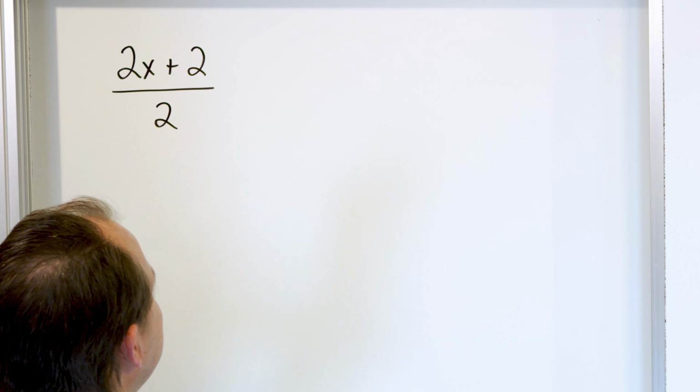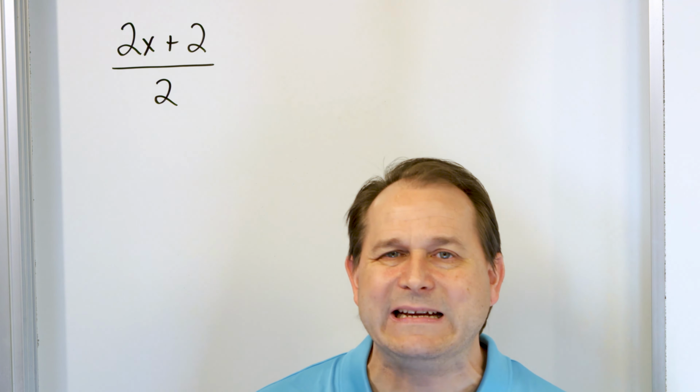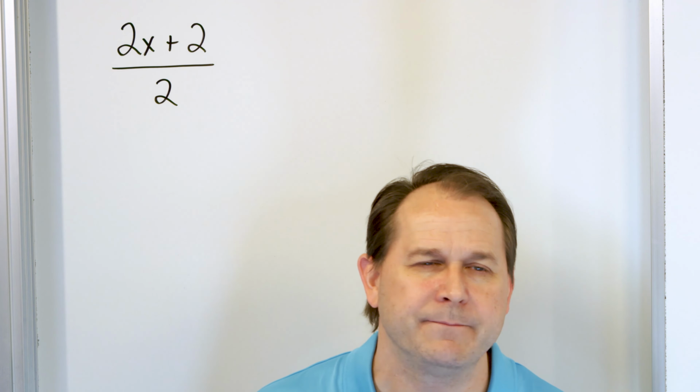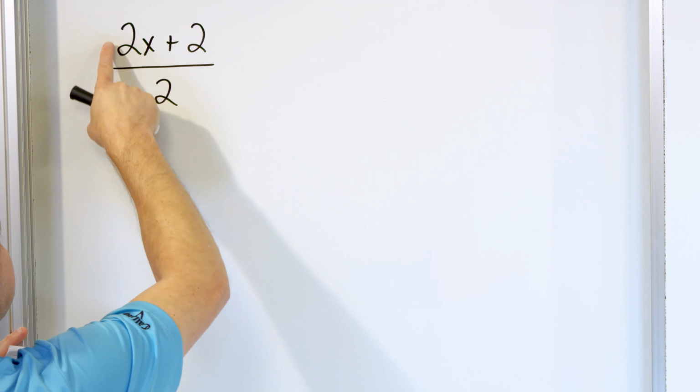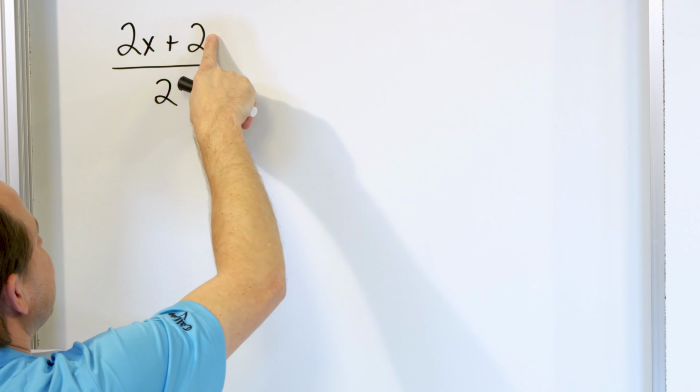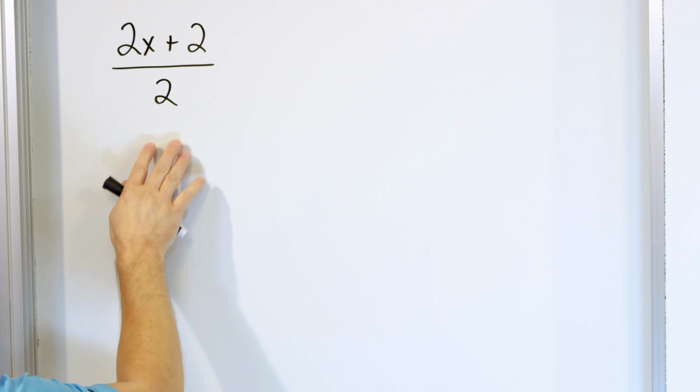Now, how do we simplify this expression? At first glance, it appears there's nothing we can do. I don't see any x's I can cancel on the top and the bottom. Also, I look in the numerator, 2x plus 2. These are different terms. This is an x term and this has no variable. So these are unlike terms, so I can't combine them, and I can't really do anything with this.